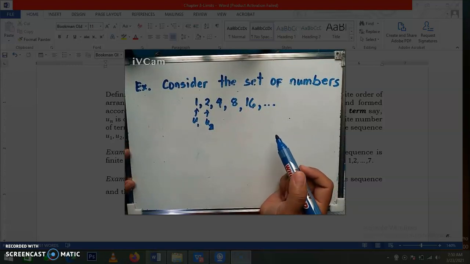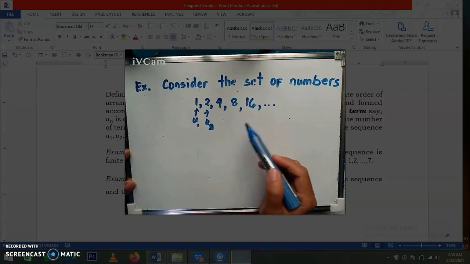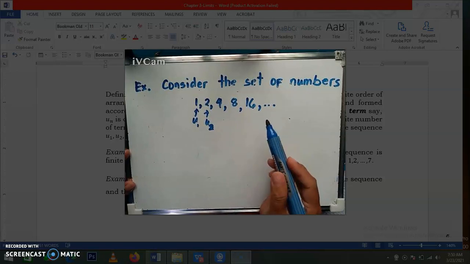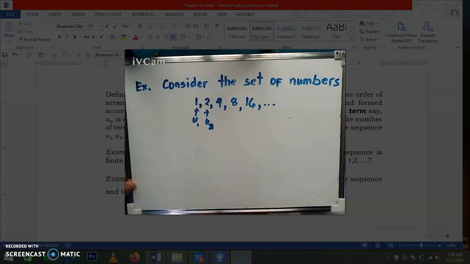Now to find the nth term of this sequence, notice that our previous example is an arithmetic sequence wherein we get the common difference between two consecutive terms. Now in this case, this sequence is a geometric sequence. So we will get the common ratio.